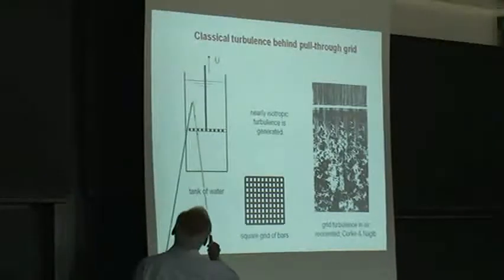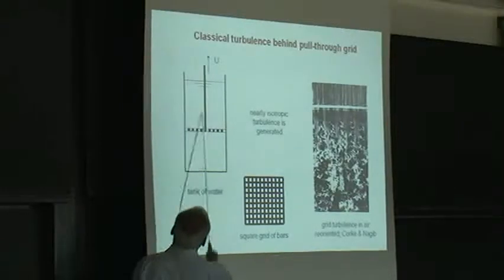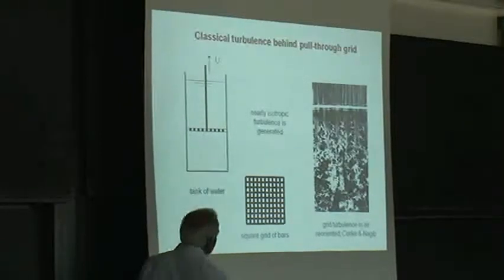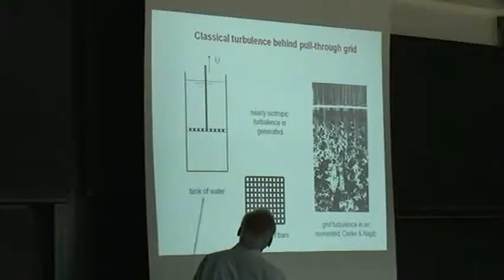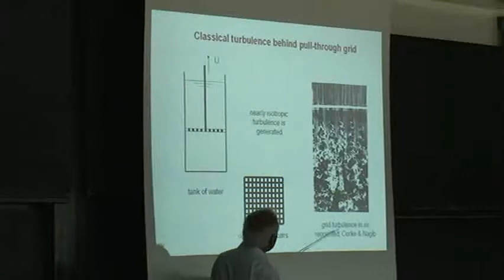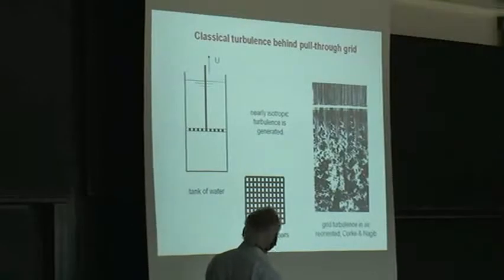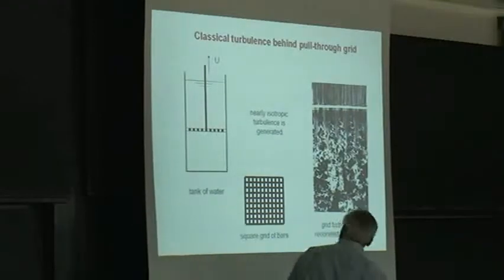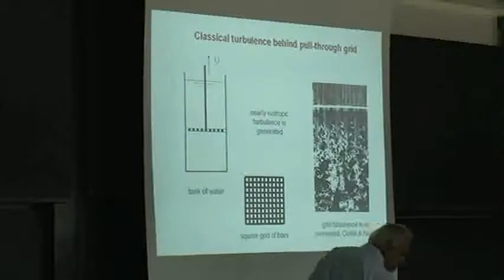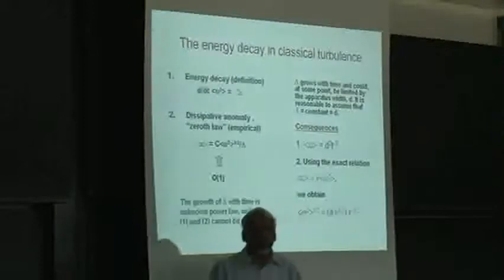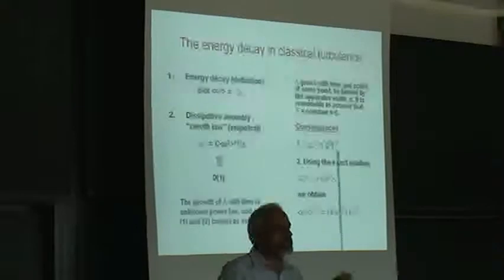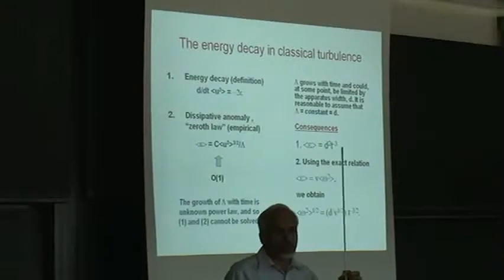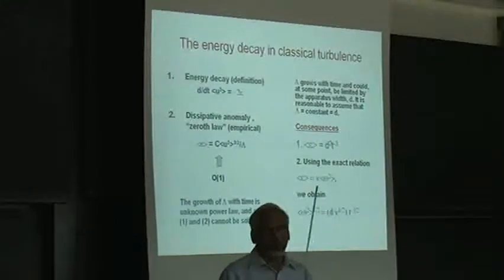So here is, let's say, water in a tank, and you pull a grid through it, and it produces turbulence, which is homogeneous and roughly isotropic, and not unrelated to the sort of grid turbulence that one sees in this picture. Now, suppose instead of water, I put helium-2 there and do the experiment, then what will you have? Helium-2, remember, has a classical part and a superfluid part.